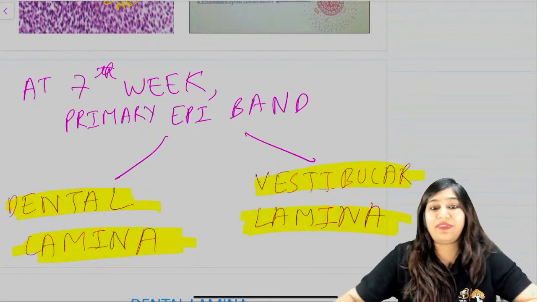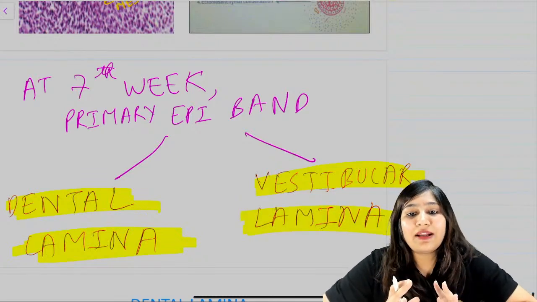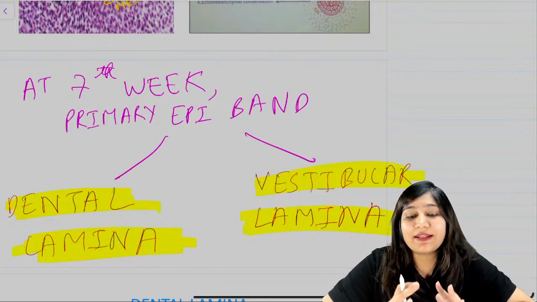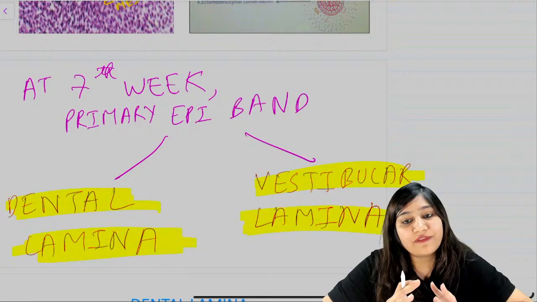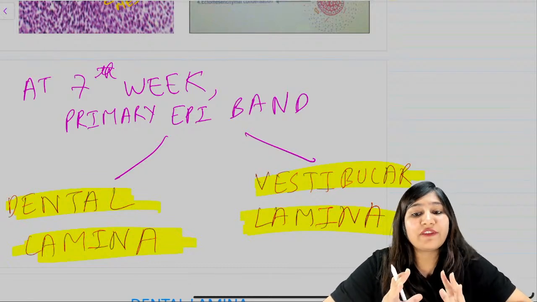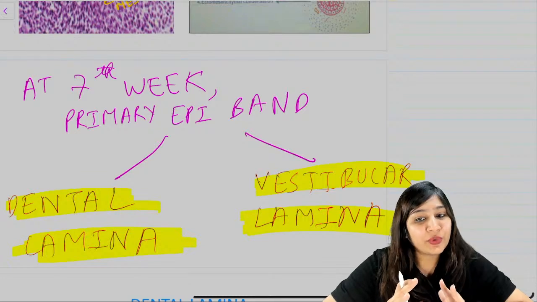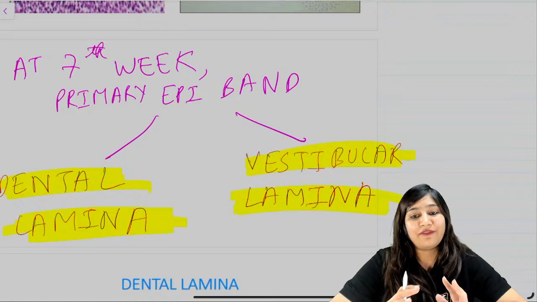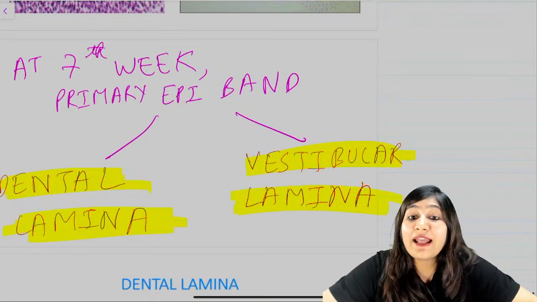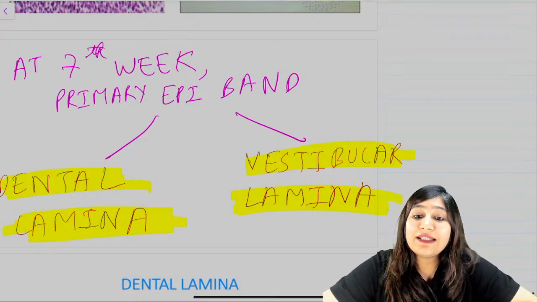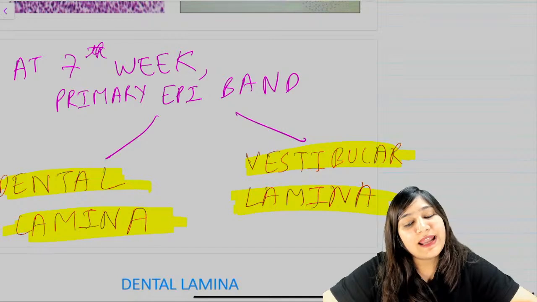Dental lamina basically are ovoid swellings. They are again formed by the proliferation of the cells leading to ovoid swellings, which represent enamel organ of the developing tooth. And vestibular lamina, from the word itself, we can say it helps in the formation of vestibule. That is a hollow structure formed between teeth and lips and the cheeks.